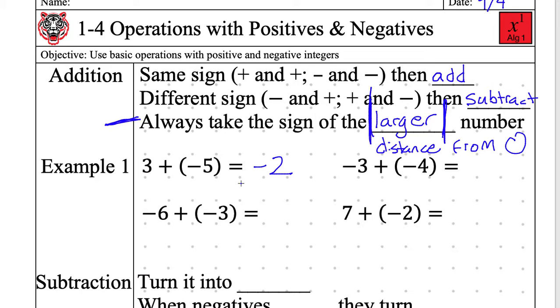Let's try it again. Quiet raised hand. For negative 3 plus negative 4, am I adding or am I subtracting? Ulysses.